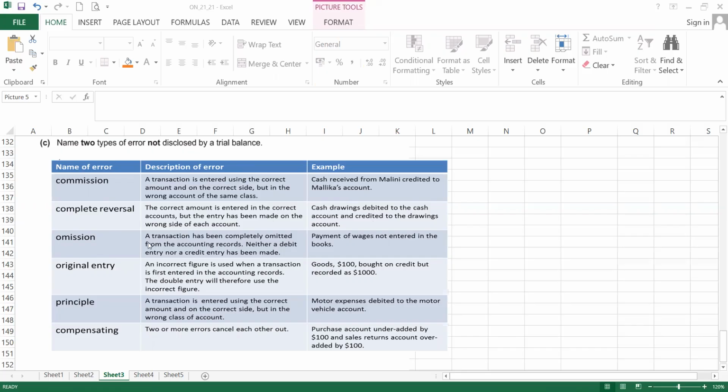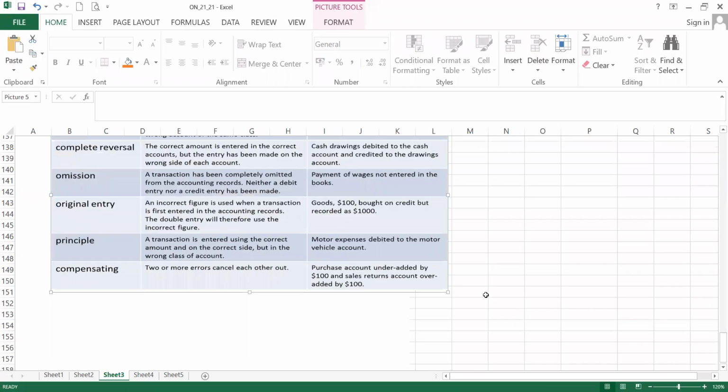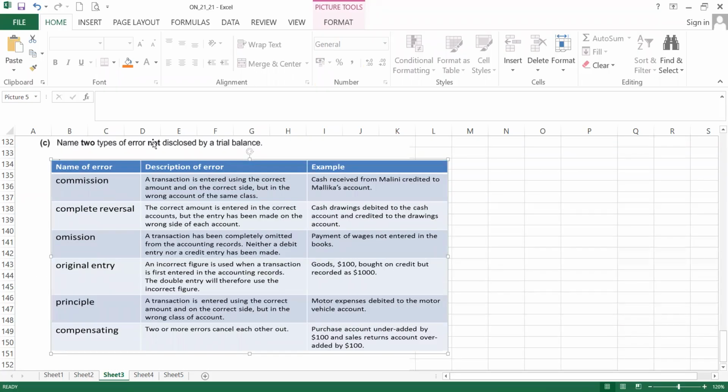Omission means that the recording was totally not done. Debit, credit, omitted. Original entry is when the mistake is already made in starting the recording in the journal or book of prime entry. Principle means the wrong class of account, correct side, correct amount, but wrong class of the account. Compensating means that there are two or more errors, each of the errors offsets the other and becomes balanced. So that is an example that I gave for this type of error. So now we move to the next question.